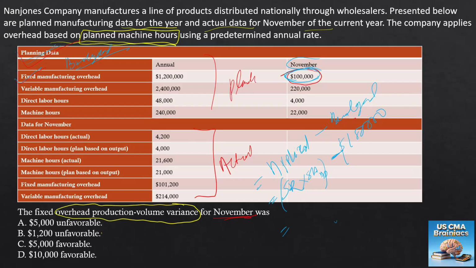Now it's time to find the applied standard rate. First, we need to find the standard rate. How can we find the standard rate for fixed overhead? Here, fixed overhead annually is 1.2 million, right? By dividing it by machine hours. The cost driver is machine hour, yes? So 1.2 million divided by 2 lakh.